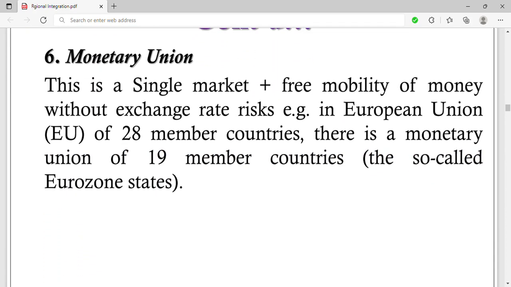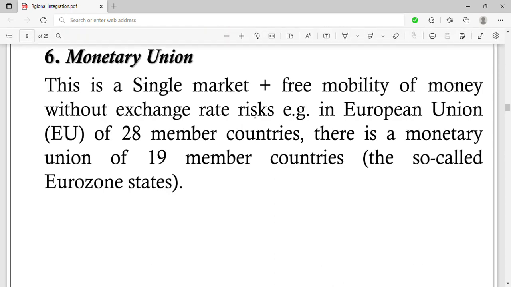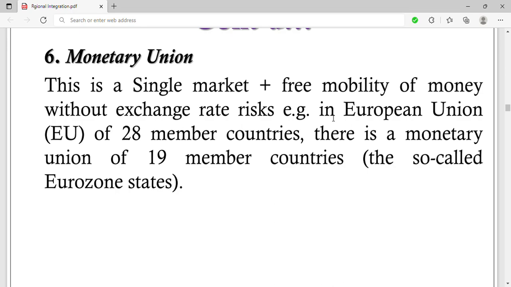Then another form is called the monetary union. Monetary union, it's also a continuation of single market. They just go on adding on each other. They follow step by step. It's a continuation of single market, whereby they allow free mobility of money without exchange rates when we are having the same currency. When it's called East African currency, it can be used in Uganda, Kenya, Tanzania without being exchanged.